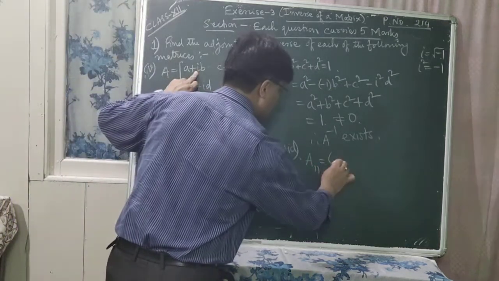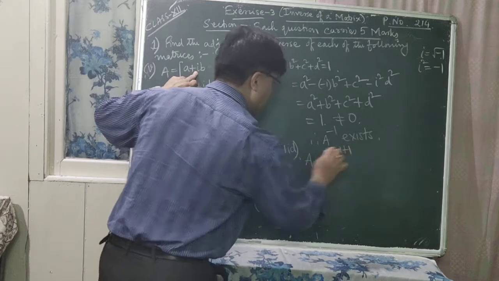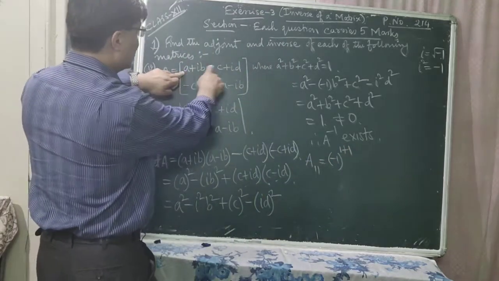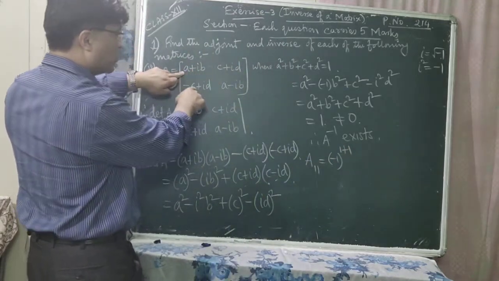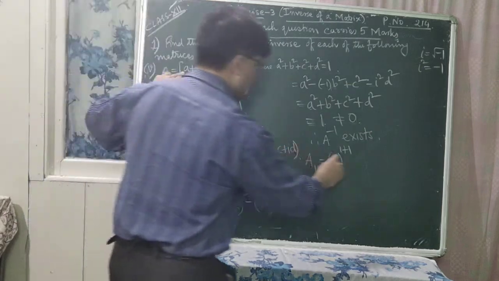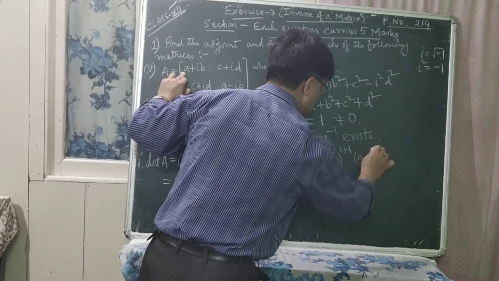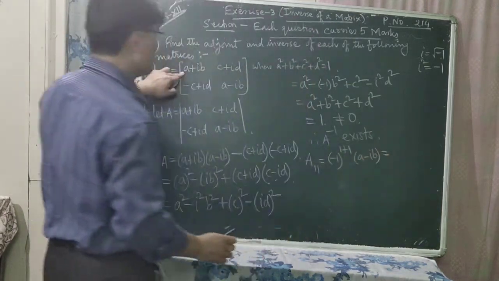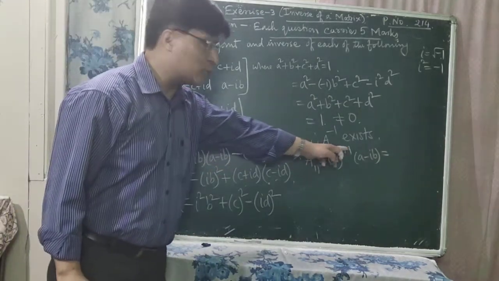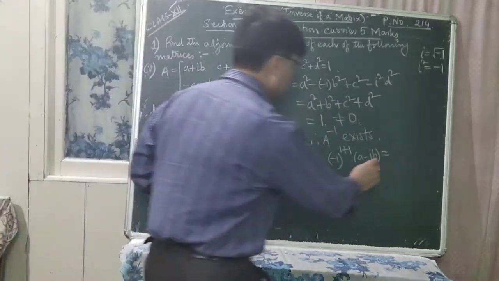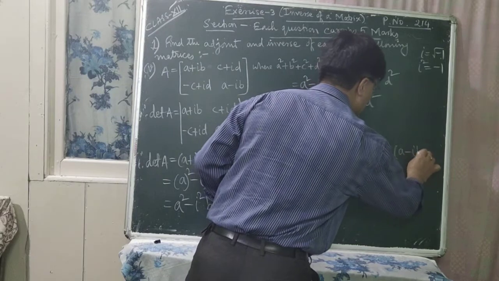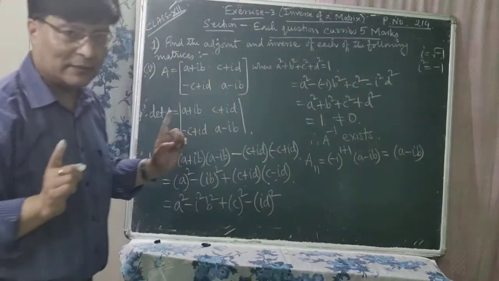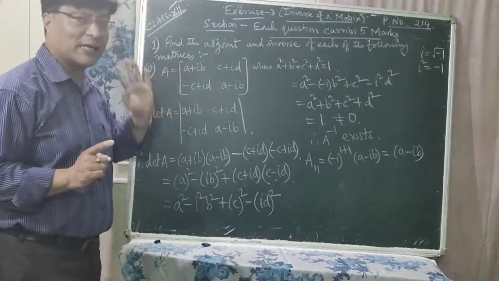So which is equal to, what is the method? Minus 1 to the power 1 plus 1. Now delete the row and the column through the element. First row and first column are deleted. What remains? A minus iB. Let us write it within bracket. A minus iB, which is equal to, so minus 1 whole square is plus, you know that. So it is only A minus iB. Is that clear? This is the cofactor of A plus iB.